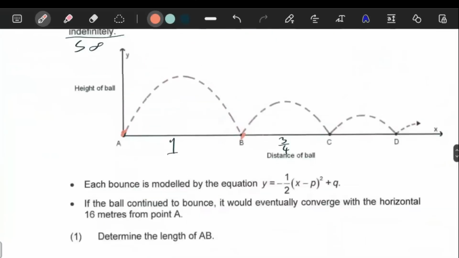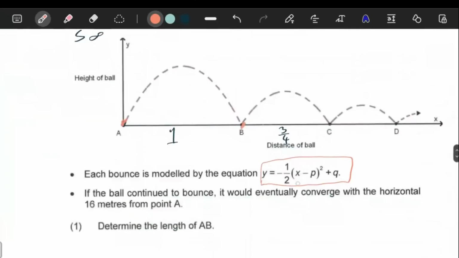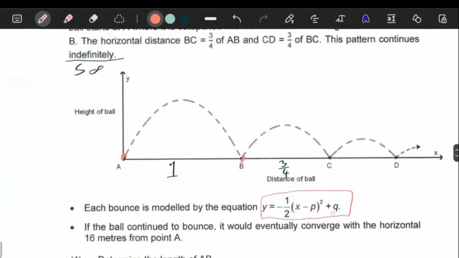So here it says each bounce is modeled by this equation. Okay, so what they mean by each bounce, you want to be asking yourself, what is x and what is y? So each bounce is modeled by this equation. You can see this is an equation of a parabola. So they're talking about each parabola can be given by an equation in this format. You can see the turning points are open. However, each of these parabolas have an a value of -1, hence why they're all frowning.